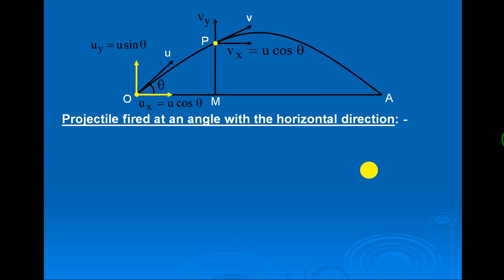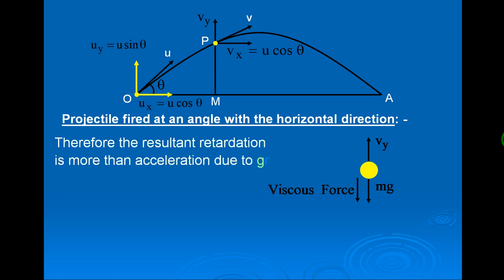Let at any instant the projectile be moving in the upward direction with velocity Vy. The weight mg always acts in the downward direction, and because viscous force is opposite to the velocity, the viscous force also acts in the downward direction. Therefore, in the downward direction, the force becomes more than its weight. Therefore, the resultant retardation is more than the value of acceleration due to gravity.